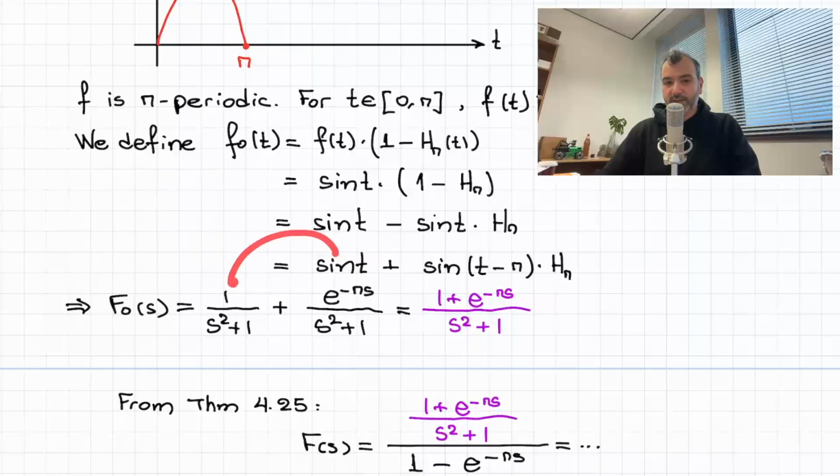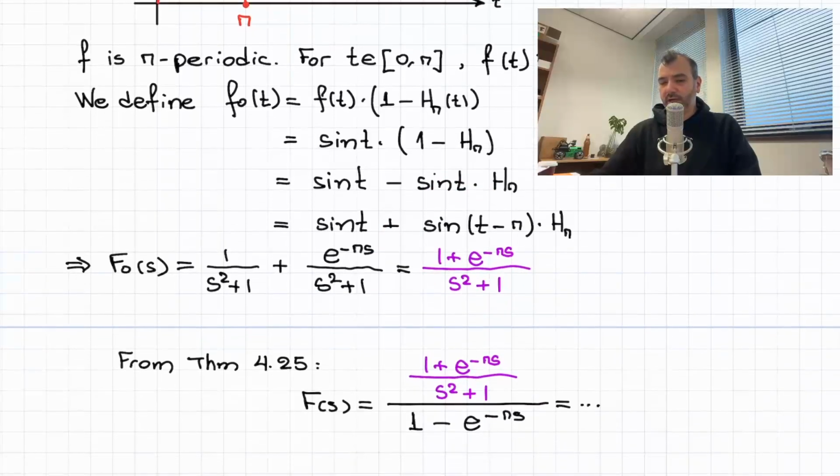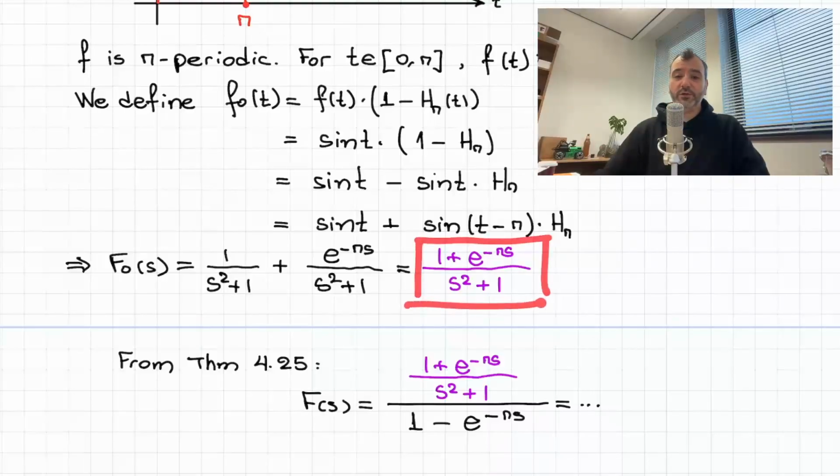Sine, when you take the Laplace transform, gives you this. And then sine times Heaviside with parameter pi gives you this. That's from the previous video. So overall, you can kind of combine the two fractions together, and you can write the Laplace transform of f naught like this.